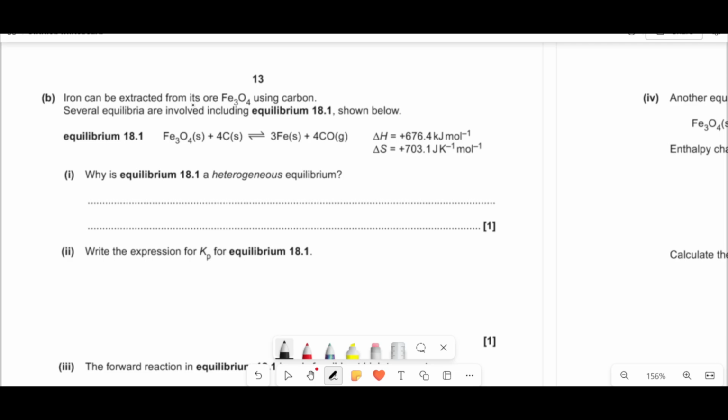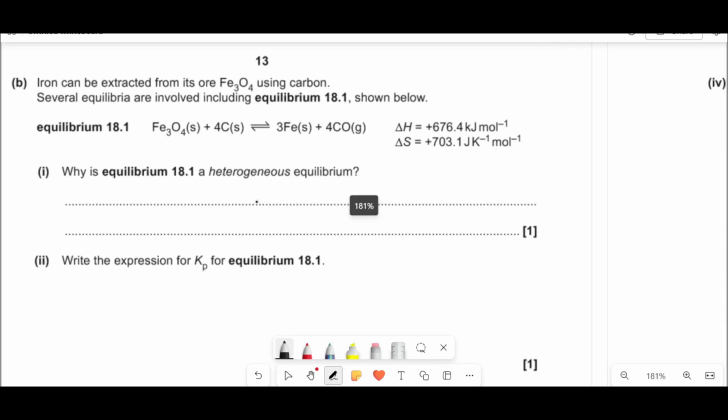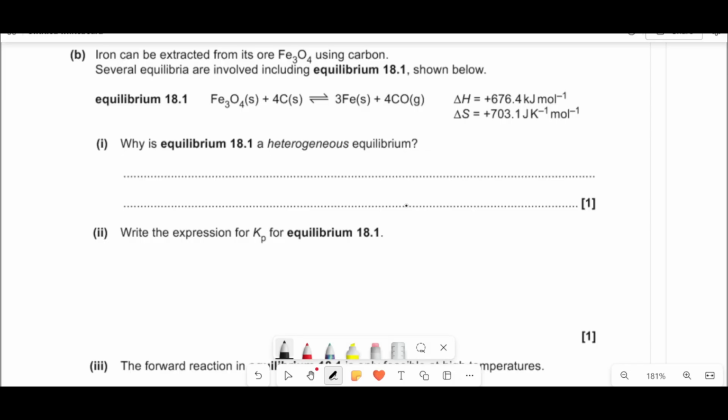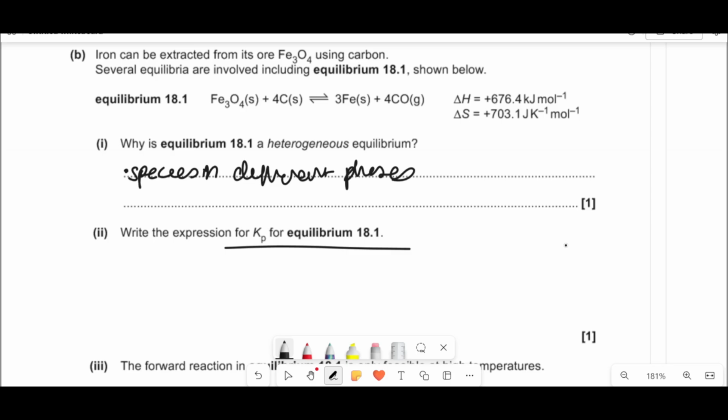That's it. Iron can be extracted from its ore, Fe3O4, using carbon. Several equilibria are involved, and here's one of them. It asks, why is this equilibrium a heterogeneous equilibrium? All it means is that the species are in different phases, because you can see that we have solid here, solid here, but gas there. So it's heterogeneous by that. Then it says, write an expression for Kp for this.